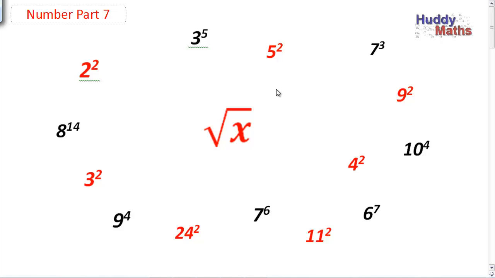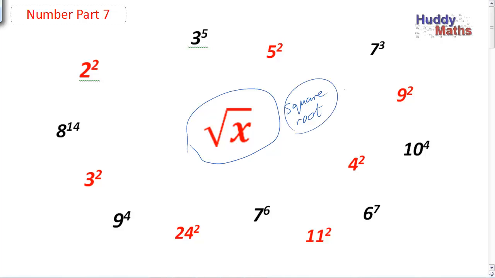Lots of numbers there, and of course if you look at the red ones, it looks like they're somehow connected to this symbol here, all in red. Okay, something to do with that. And this is actually called the square root of x, where x could be any number, the square root.